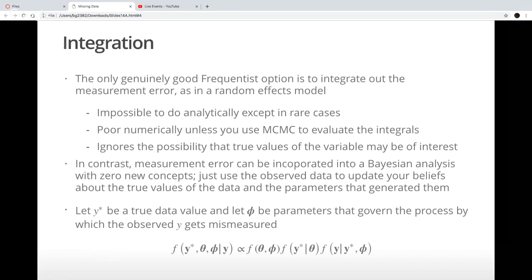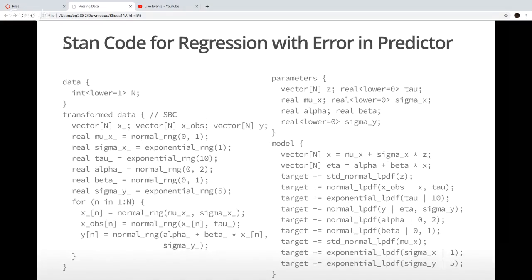Are there any questions about that before we jump into the code? No? Okay.